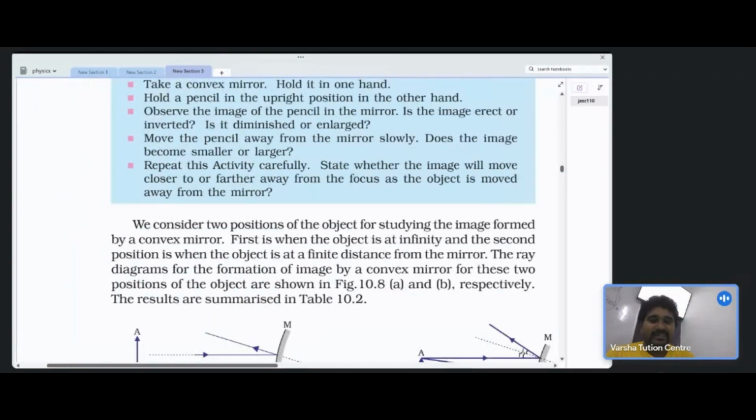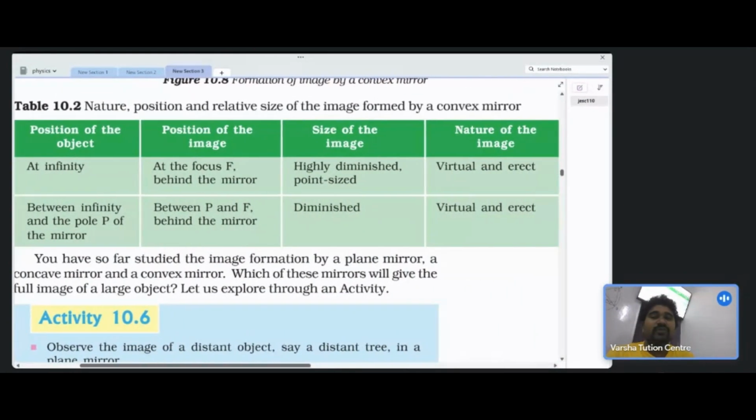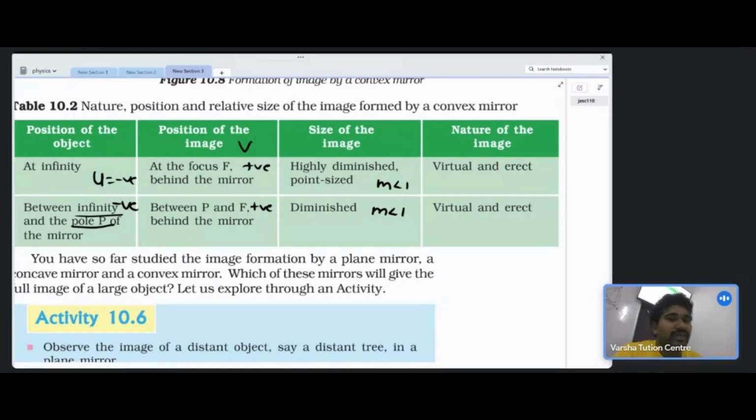Convex mirror: there are only two cases. Between infinity and the pole, at any position you put the object, keep in mind u will be negative for both cases. Here v is going to be positive, positive, for whatever the position. The image is diminished, so m should be less than 1 in both cases.